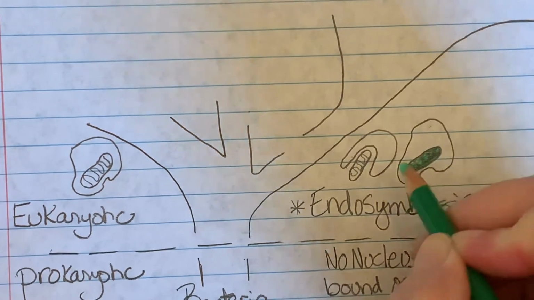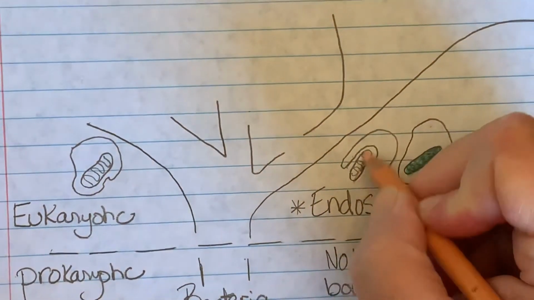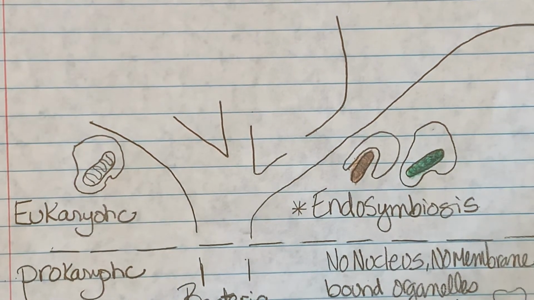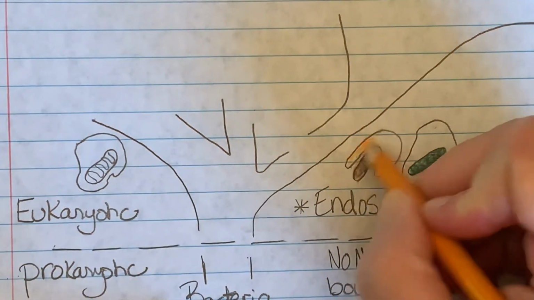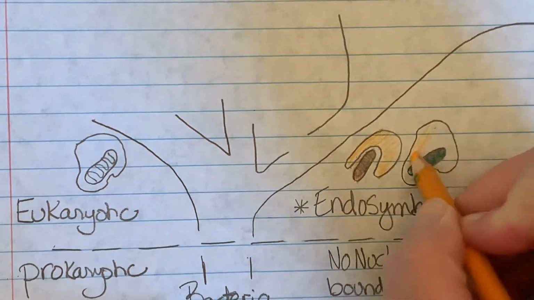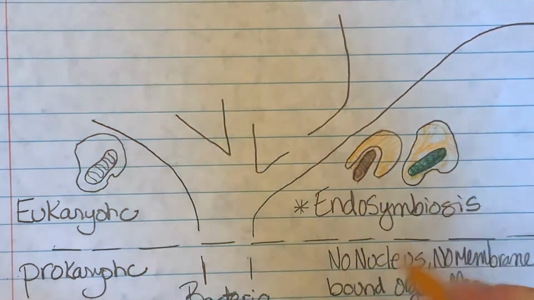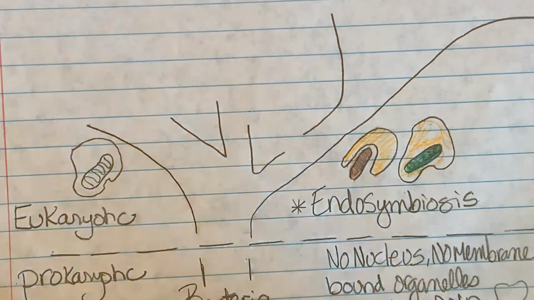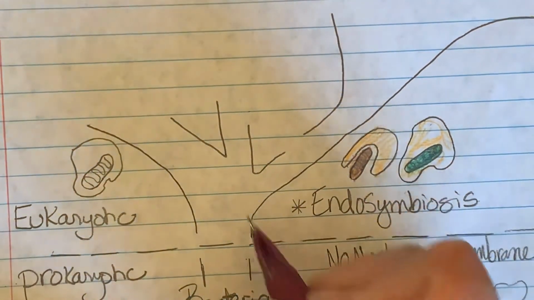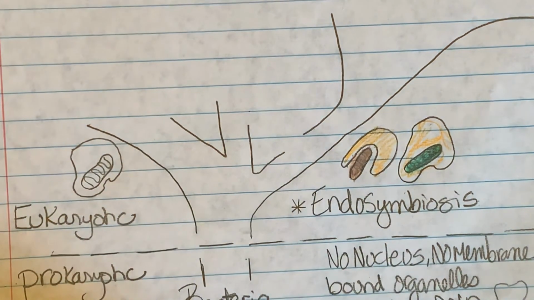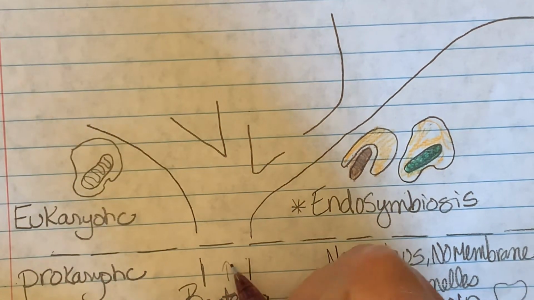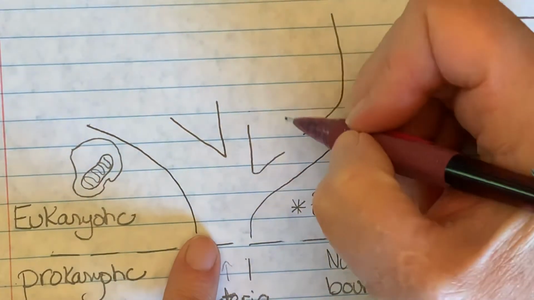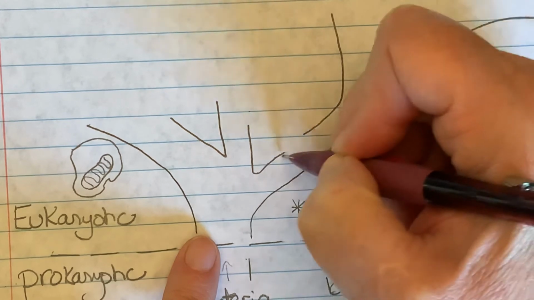So I'm going to color that sort of that green color. I'm going to do this sort of that gut color, and they're going to be engulfed by these larger cells and become eukaryotic. So prokaryotes became eukaryotes at this point in the history of life on Earth. And this point is way down here, just past the bacteria as we move up. So endosymbiosis takes place.